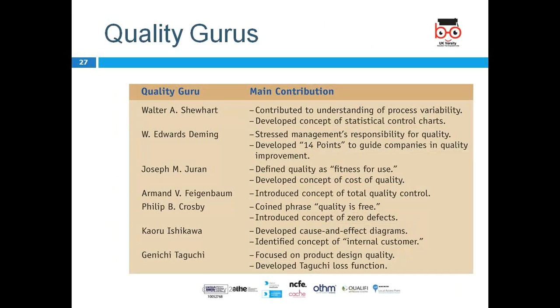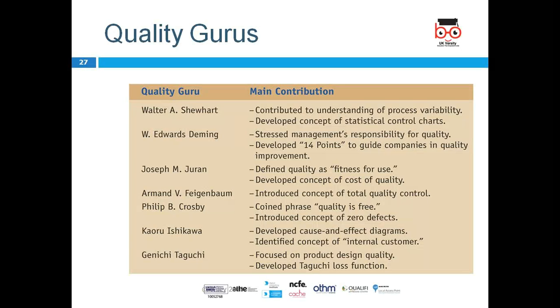Okay, the quality gurus, different authors, contributed to understanding process variability and developed the concept of the statistical control chart, which helps you set the model: what is the average, what is the mean, what is the mode, and you can match against them. Deming stressed management responsibility for quality and developed 14 points to guide the company in quality improvement. Then Juran defined quality as fitness for use and developed the concept of the cost of quality.